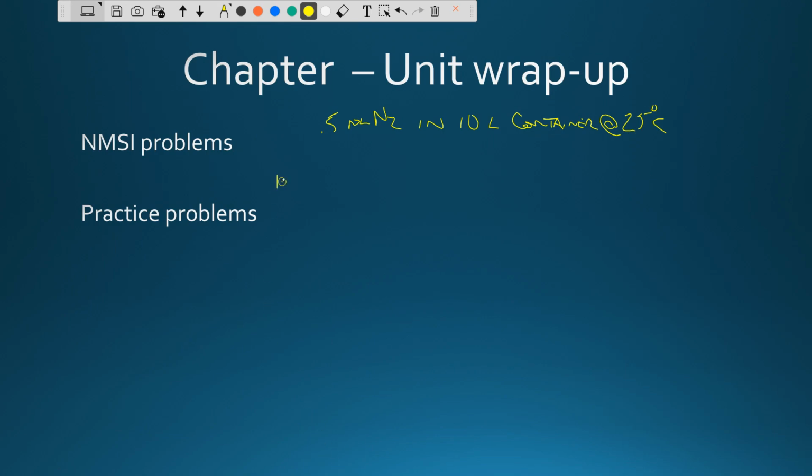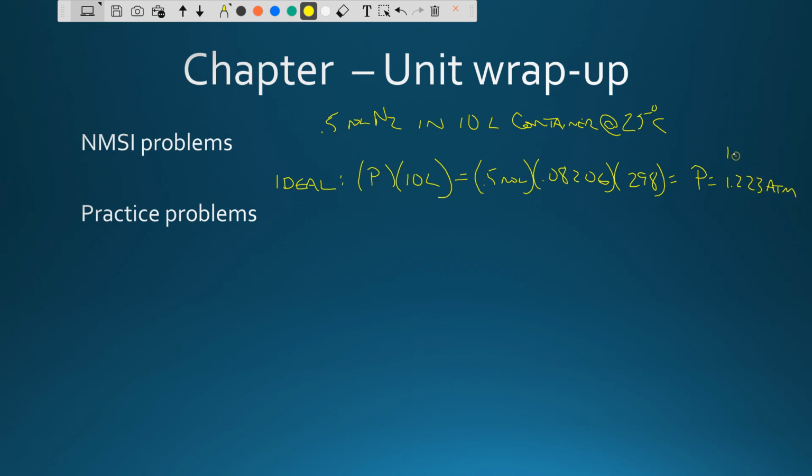So if I'm going to be using my ideal and I want to solve for ideal, that's going to end up being my PV equals nRT. So my P times 10 liters is 0.5 moles times 0.08206, and my temperature is 298. For my ideal gas, my pressure is going to be 1.223 atmospheres. Now again, this is my ideal.